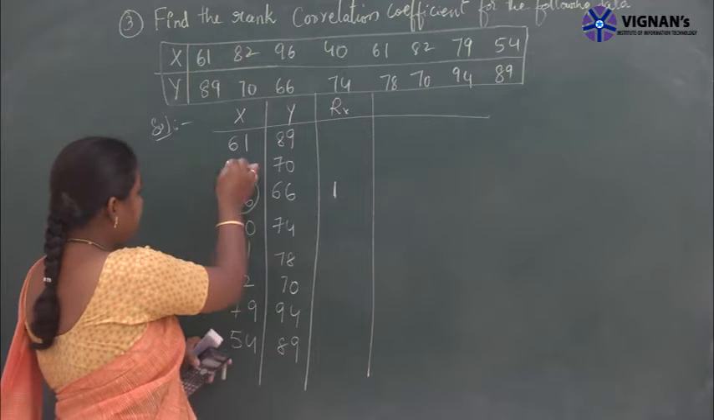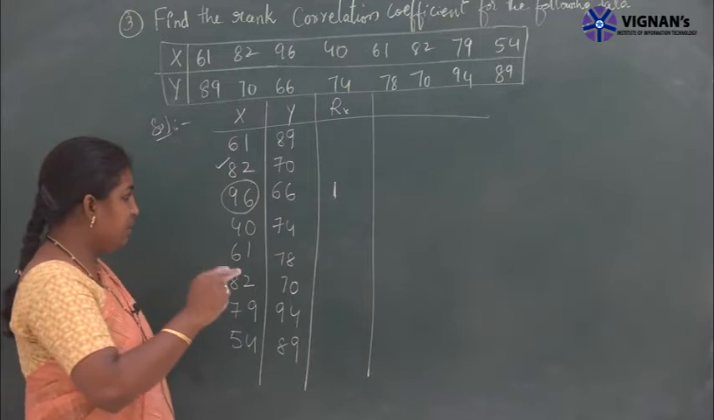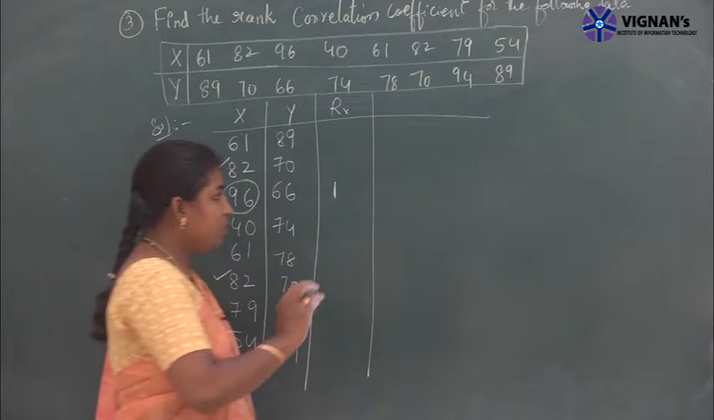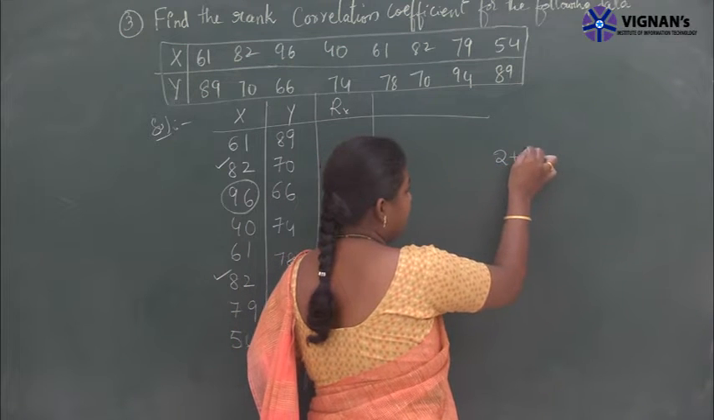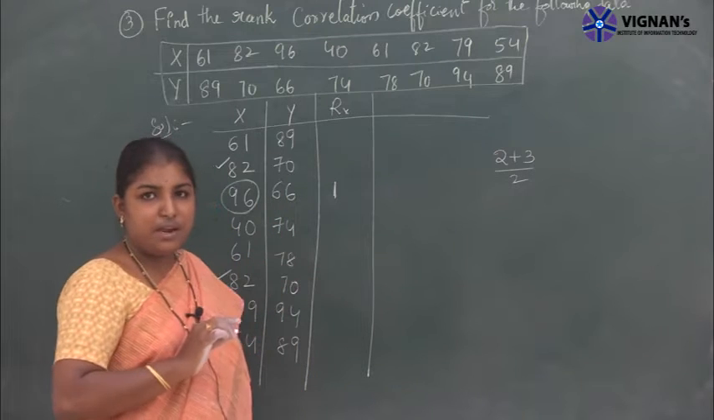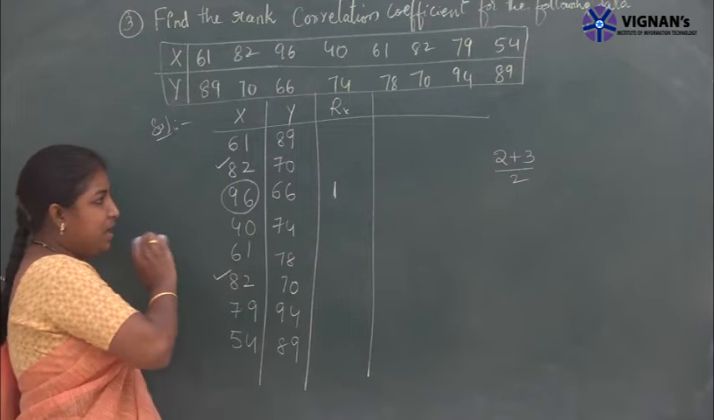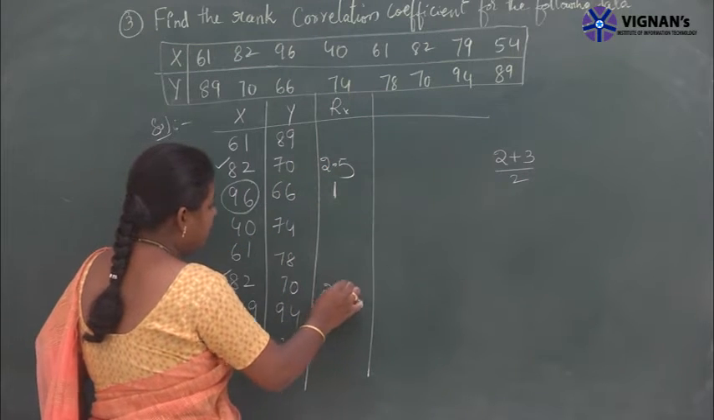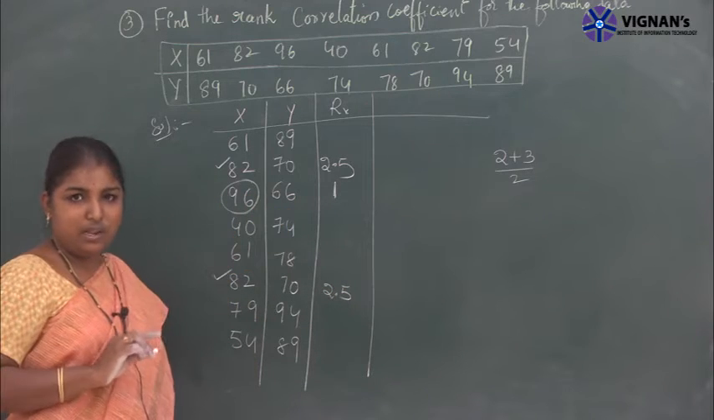Next maximum value is 82 and 82. It is repeated 2 times, so it is in the place of second and third places, right? So for giving the rank of this one, we are taking second plus third by 2, so 2 plus 3 by 2 is equal to 2.5. For both 82s we are giving the same rank, so this is 2.5 as well as this is also 2.5. Okay, so it is repeated. For repeated we are doing like this.